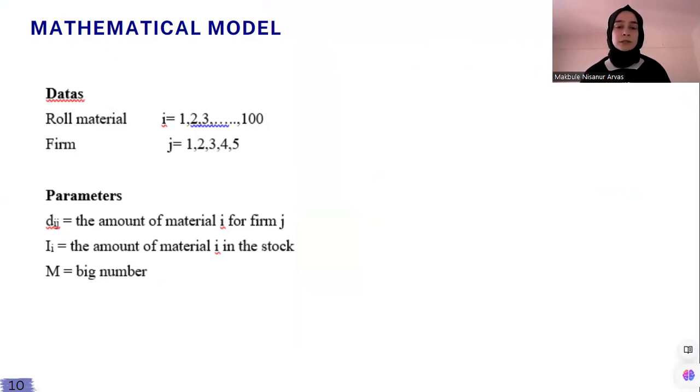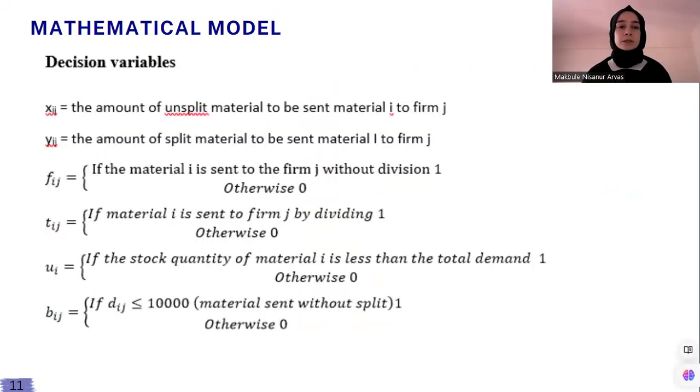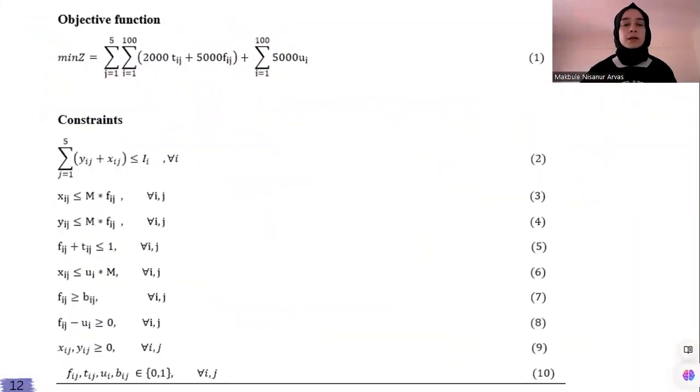Dij is the amount of material I for firm J, Ii is the amount of material I in the stock, and big M. Decision variables: Xij and Yij are positive variables. They show the amount of unsplit and split material. Fij, Tij, Ui, and Bij are binary variables. In equations part, we have 10 equations with 9 constraints. First equation is the objective function.